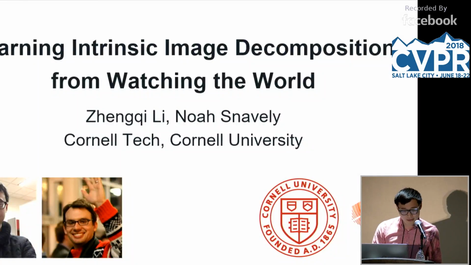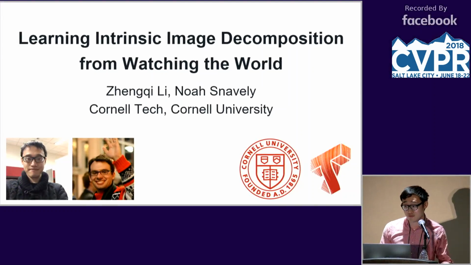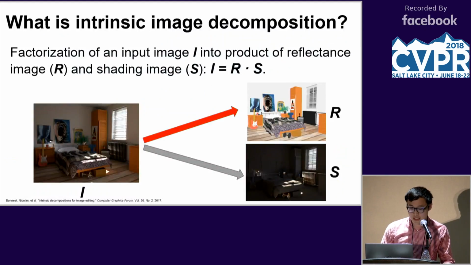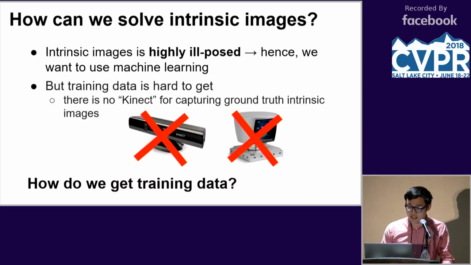So, hello everyone. I'm Zhenqi Li from Cornell, and this is my work with Noah's Navy on learning intrinsic image decomposition from watching the world. Intrinsic image decomposition is a problem of factorizing an input image I into the product of a reflectance image R, capturing material color, and a shading image S, capturing the effect of illumination. Intrinsic images is a highly ill-posed problem, so using machine learning is a promising approach.